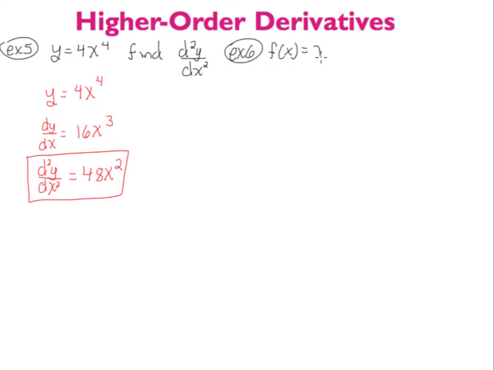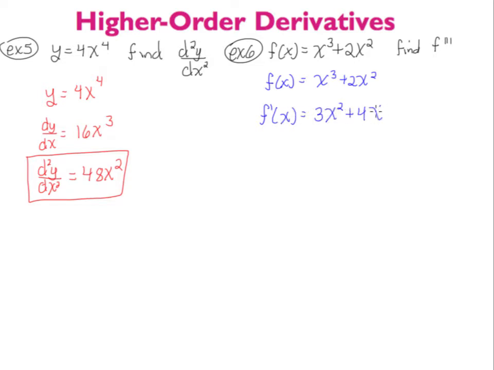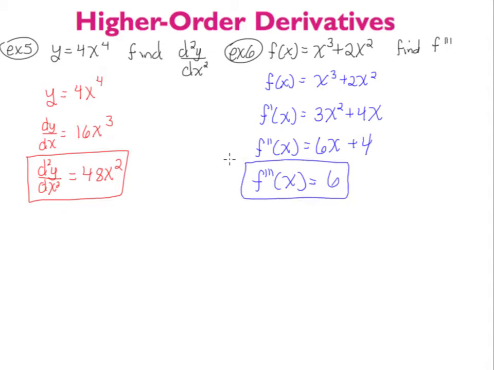In example 6, we're asked to find the third derivative of the function. That means we're going to differentiate 3 times. So we're going to take the first derivative by using our power rule. Then we're going to take the second derivative by using the power rule again. And then the third derivative one more time, differentiating the function.